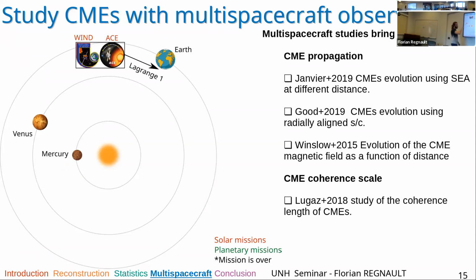In fact, Noé Elias in 2018 studied the coherence, so the coherent length. He used Wind and another spacecraft, which are both at the Lagrange 1 point, but not exactly at the same point. They have some kind of separation sometimes. And given that, he estimated the coherent scale of CMEs.